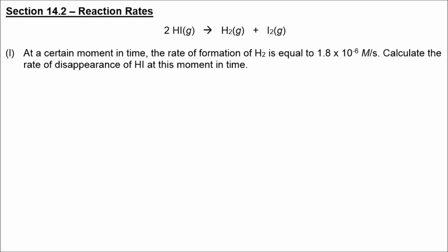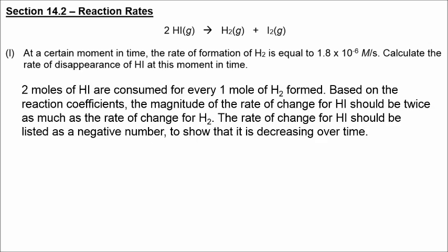At a certain moment in time, the rate of formation of hydrogen, which is a product, is equal to 1.8 times 10 to the negative 6 molarity per second. Well, the rate of disappearance of hydrogen iodide must be twice as much as the rate of formation of hydrogen, simply because 2 moles of HI are consumed for every 1 mole of hydrogen gas produced. So based on the reaction coefficients, the magnitude of the rate of change for HI should be twice as much as the rate of formation of hydrogen.